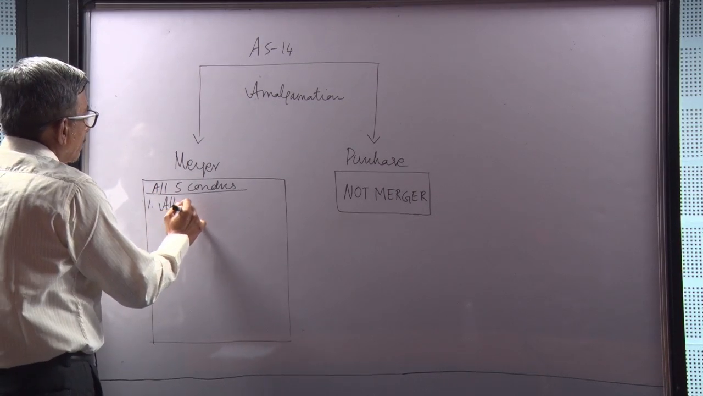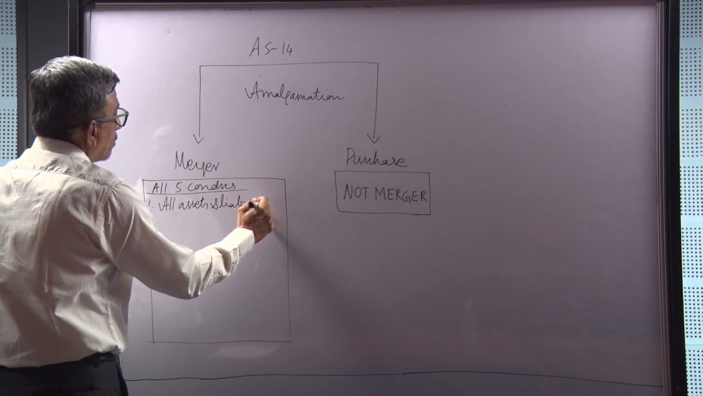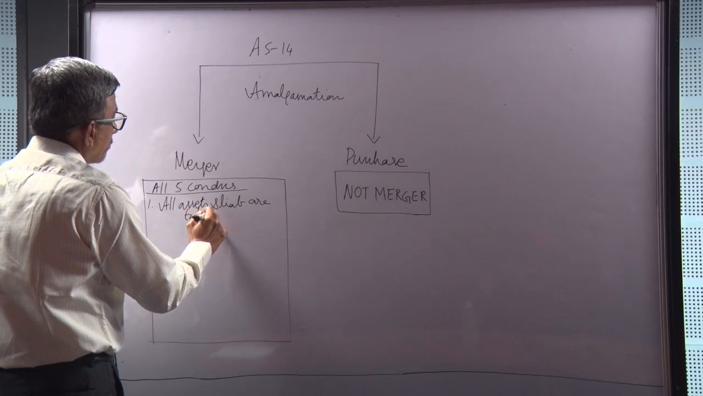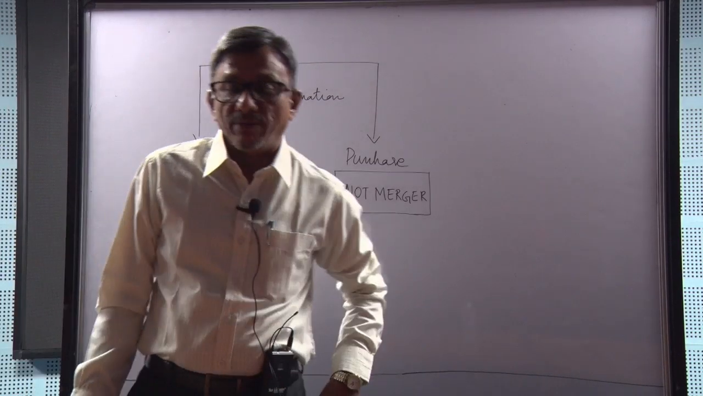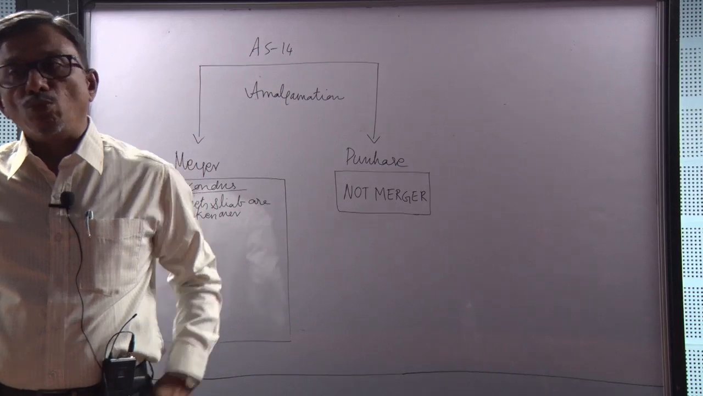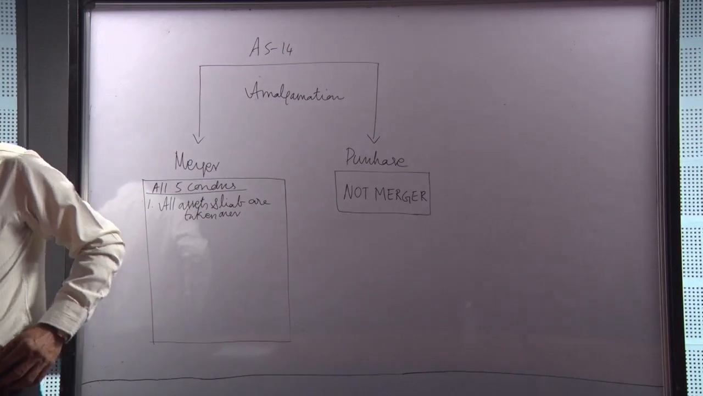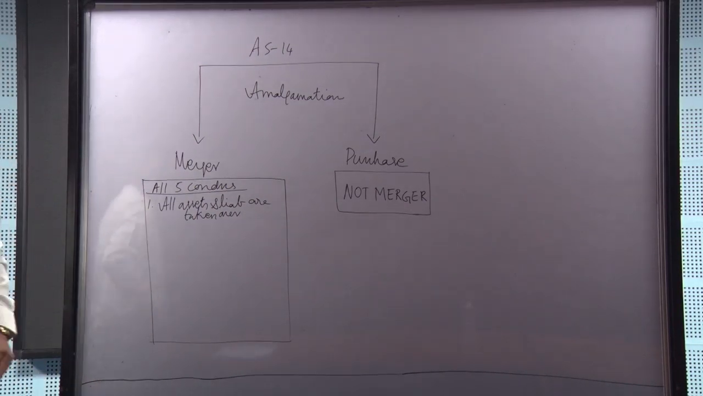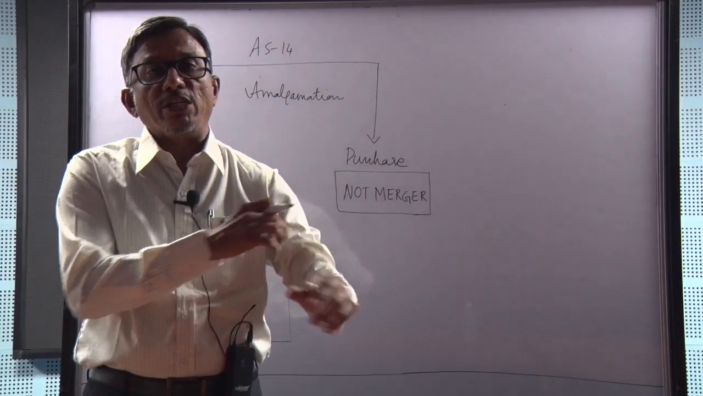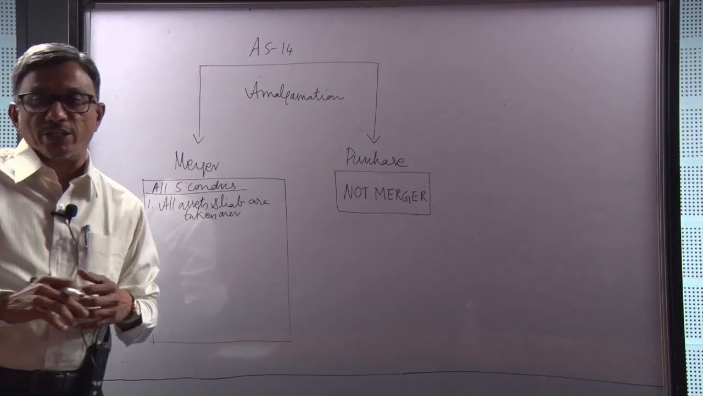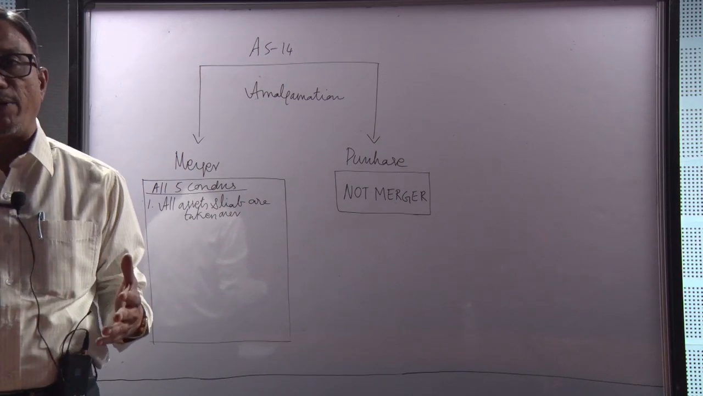All assets and liabilities are taken over by the purchasing company. In an amalgamation, you know that there will be 2 types of companies. One is called the transferor company, the other is called the transferee company. Transferor company is also known as vendor company. Transferee company is known as the purchasing company. So what happens basically in amalgamation is the purchasing company takes over the assets and liabilities of the vendor company.